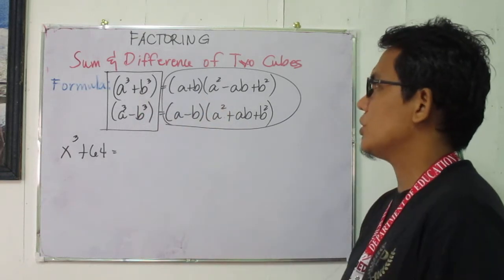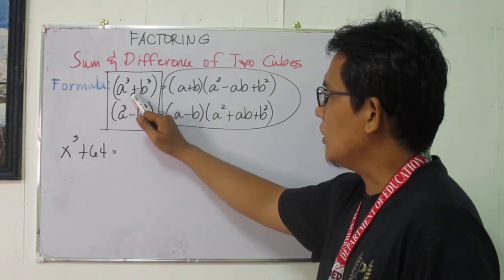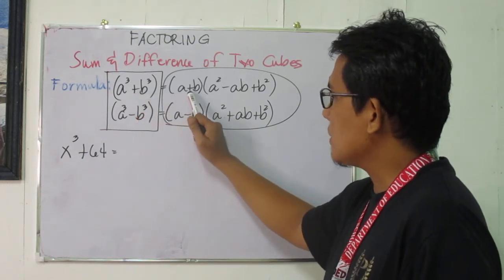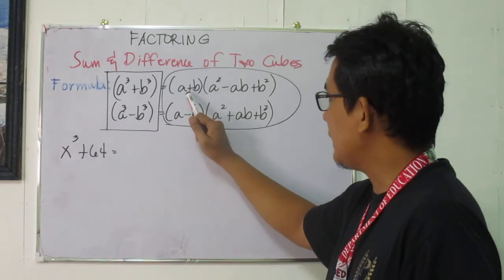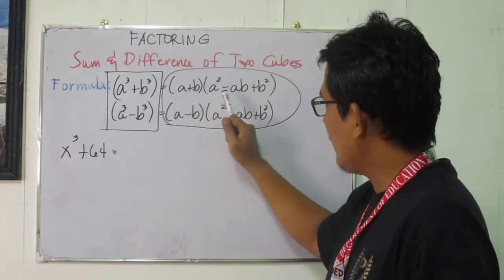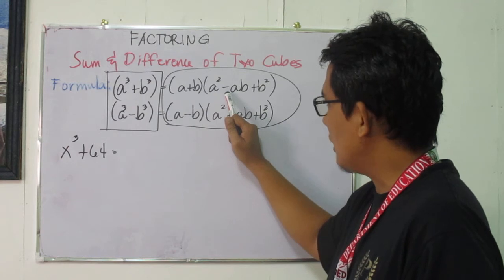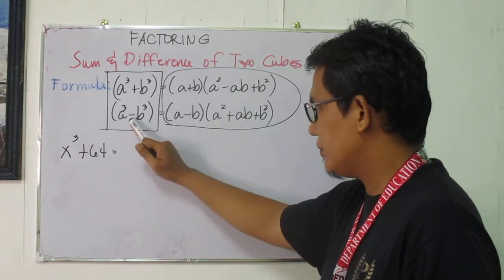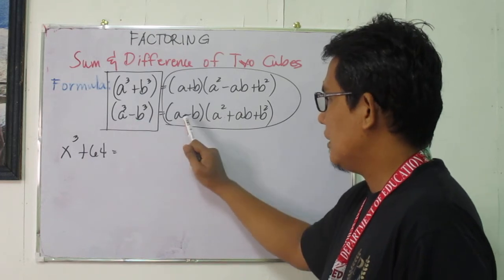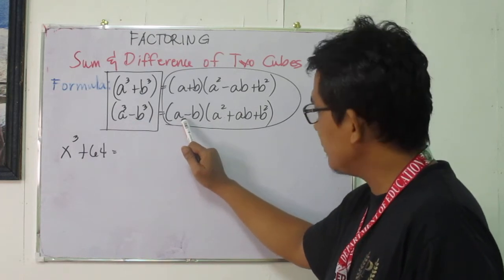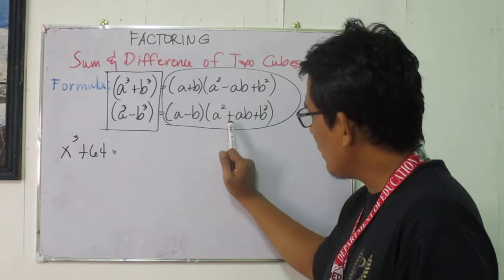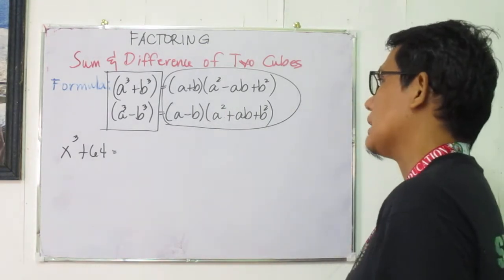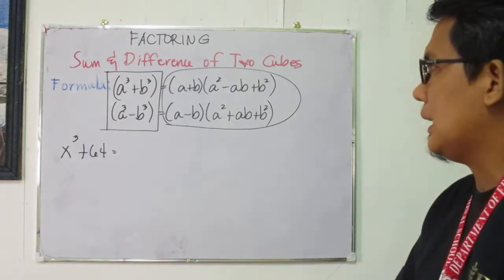Okay? And on the factors, in the first one, the sum of two cubes, we will have addition or positive on our second term. The same likewise on our factor, we will have positive. And the middle term of our trinomial factor is negative. Here on our difference, the first factor binomial is negative. But on our trinomial factors, all are positive.